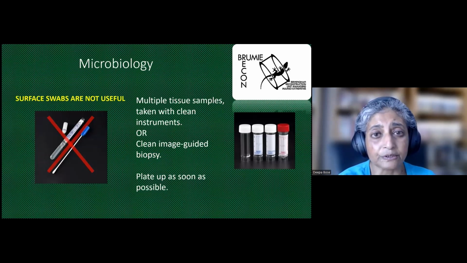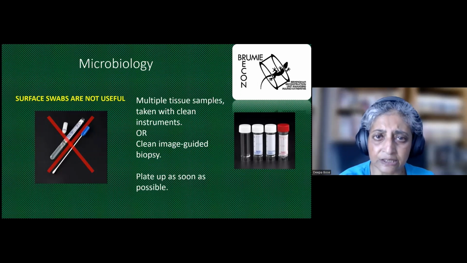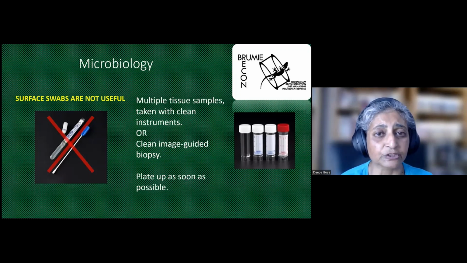Really what you want to diagnose an infection is tissue samples. And the best tissue samples are clean samples taken with clean instruments. So when I say clean, I mean samples that haven't touched the skin or any other contaminating tissue. And you want multiple clean samples taken with clean instruments or one clean image-guided biopsy. And they need to be plated up as soon as possible.